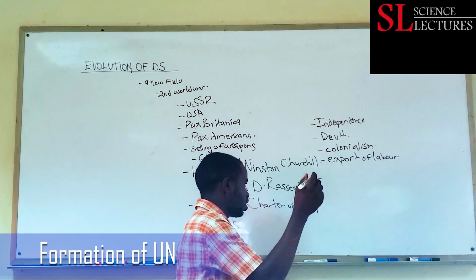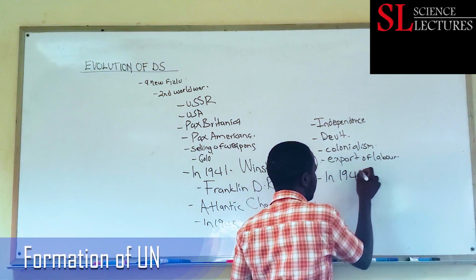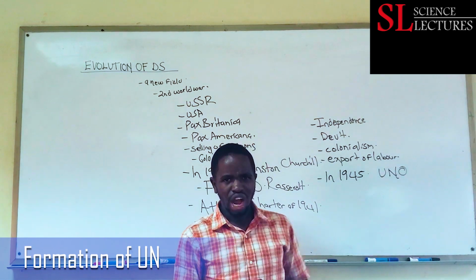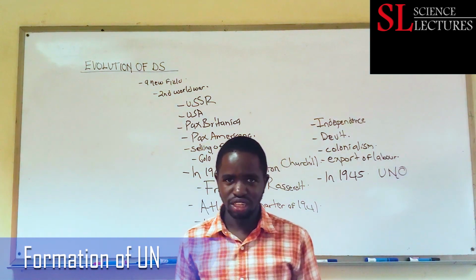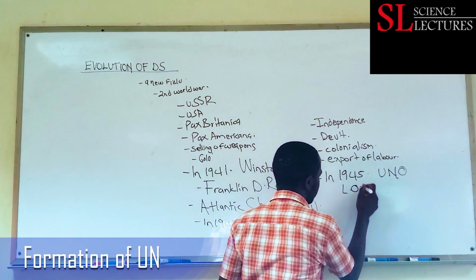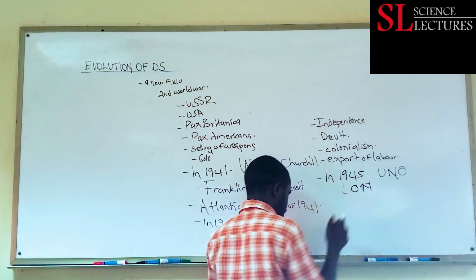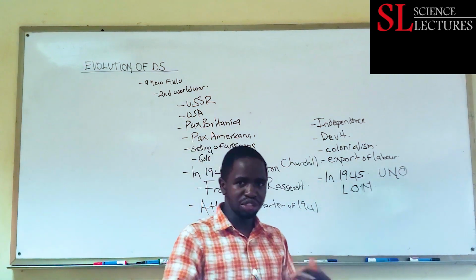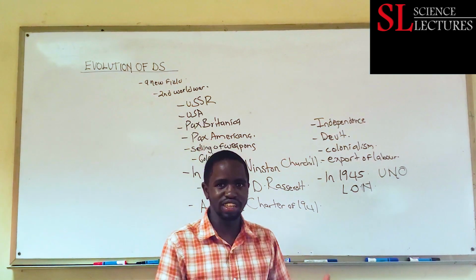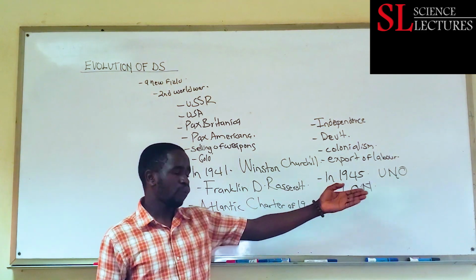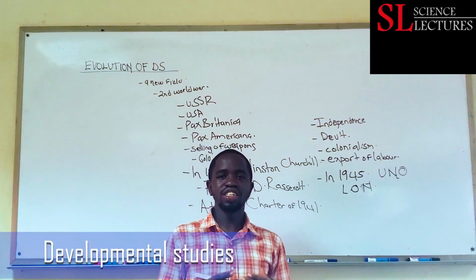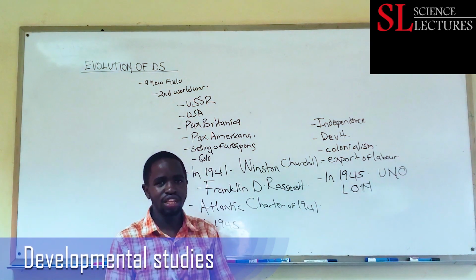Then number two, in 1945, after the World War ended, there was formation of the UNO, United Nations Organization. However, the UNO was later replaced by United Nations. So it was replacing the League of Nations. Very important was that the League of Nations was formed after the First World War. One of the major objectives was to prevent any other world war. But by the time the Second World War ended, the League of Nations had failed its objectives. So that is how they formed the United Nations Organization.